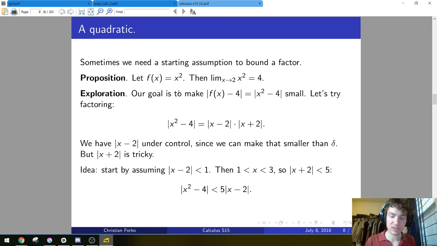We're going to pick a specific number. The limit as x approaches 2 of x squared equals 4. I'm not going to jump right ahead to the proof. I'll show you how the exploration works. This is how I think when I try to prove that a limit exists.